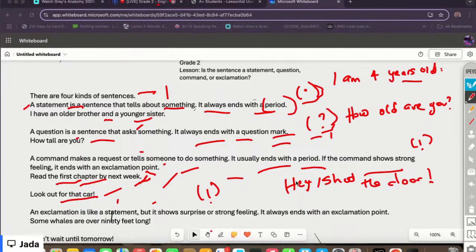And I could also say, make sure you do your homework. When I say make sure you do your homework, I am telling you to do something, and I am not showing or expressing any strong feeling. I'm just saying, make sure you do your homework. It's still a command, but this command ends with a period because the person isn't showing a strong feeling.